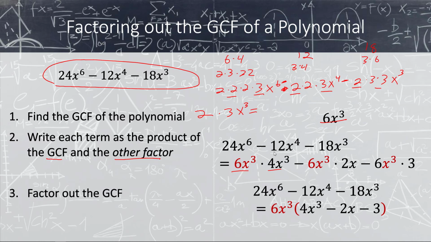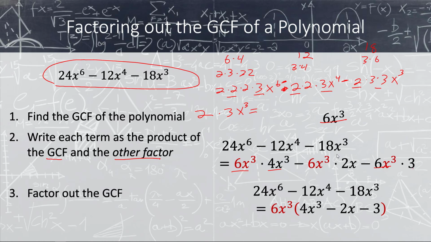Okay, for this one, I can rewrite 12x to the 4th as 6x cubed times 2x. 6 times 2 gives me 12. X cubed times x gives me x to the 4th. And then finally, we have 18x cubed, which can be written as 6x cubed times 3.